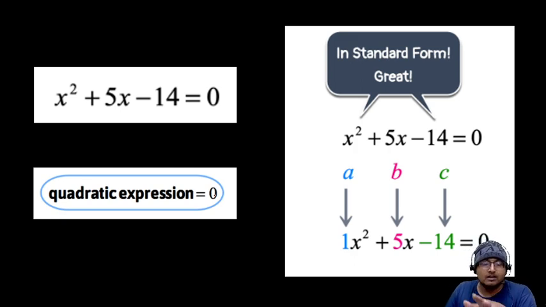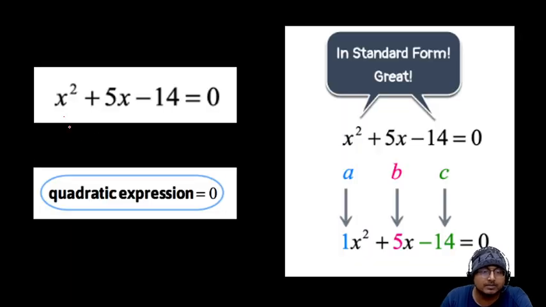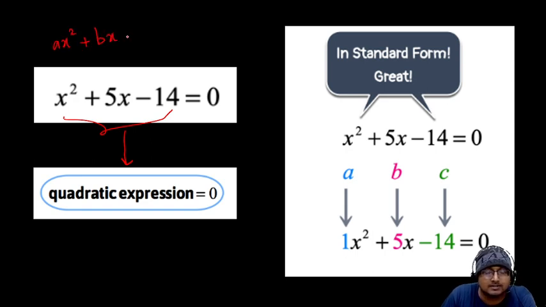Next, what is another problem given? x square plus 5x minus 14 equal to 0. So this is a quadratic equation, a quadratic expression equated with 0, and this is in the standard form. And what is the standard form? ax square plus bx plus c equal to 0.